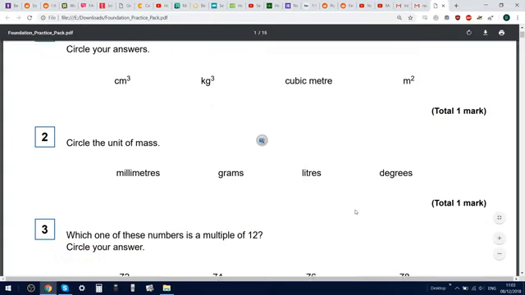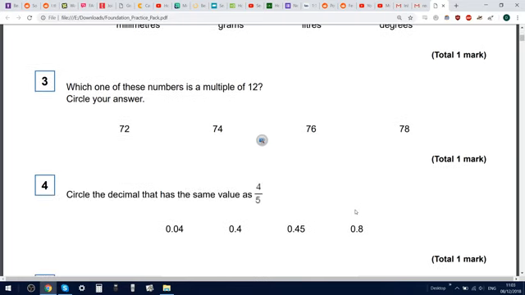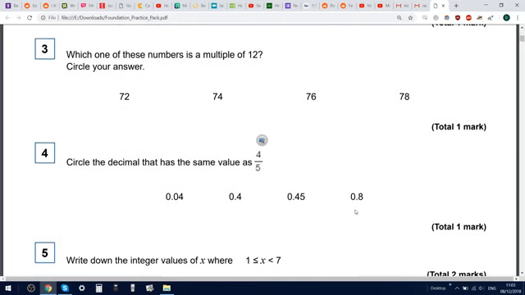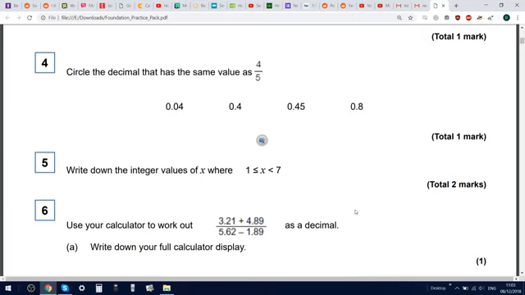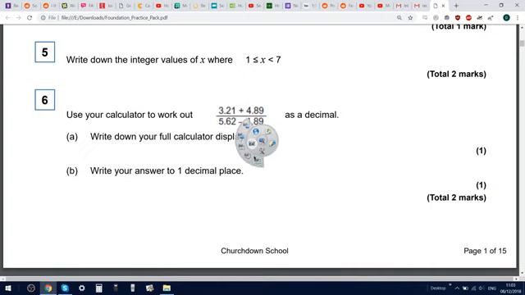And is mass in grams? Yeah. Multiple of 12: 24, 36, 48, 60. Is it 72? Mm-hmm. Is the next one 0.8? Yeah. Oh, this one I don't know what to do for the integers.